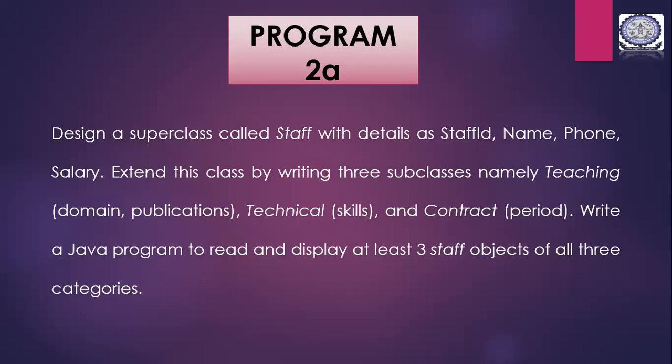So they ask you to write a Java program to read the values for all these data variables that we have given and to display at least the values for three staff objects of all the three categories. Here the three categories are the teaching, technical, and contract. Okay. These are the three categories that they have mentioned here, and they're asking us to display the record for at least three staff objects. Because staff is a class, every object of the staff class, that is staff 1, staff 2, staff 3, becomes an object of the class staff.